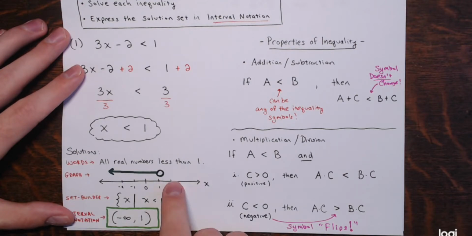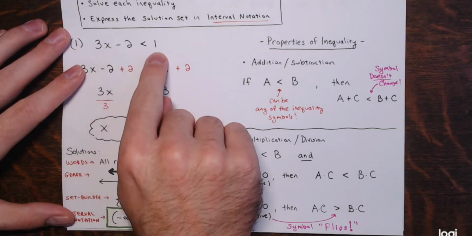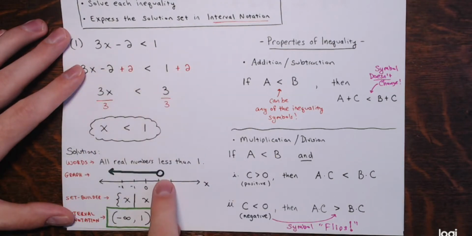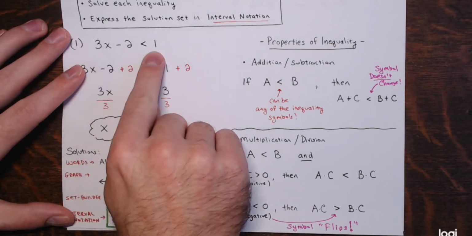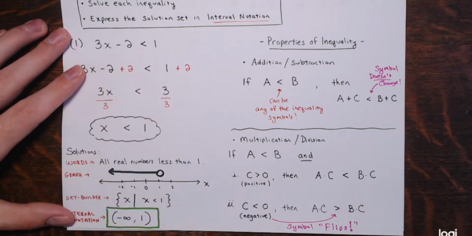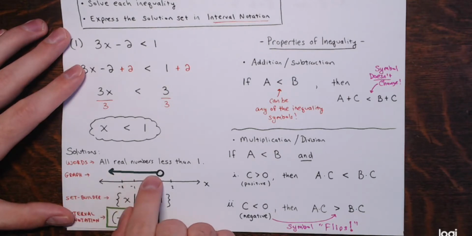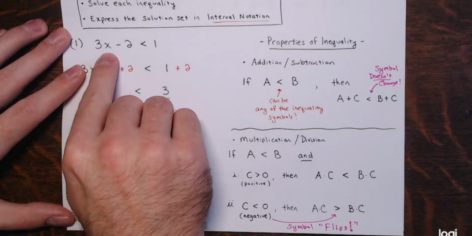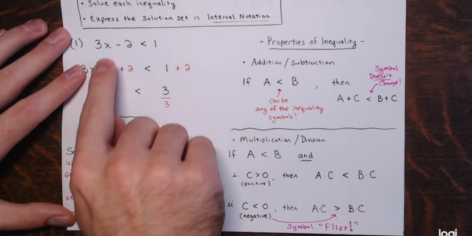Plug in 2. You'd get 4 is less than 1. That's false. Plug in any number greater than 1 for x and see that you get a false statement. And then plug in any number you want. Check out any number you wish. Plug it in, and any number less than 1, you'll see it's true.